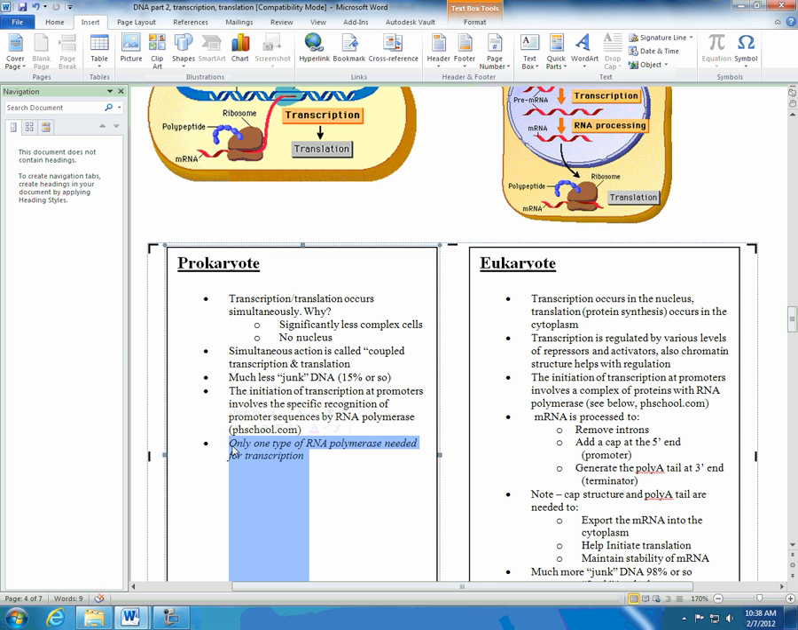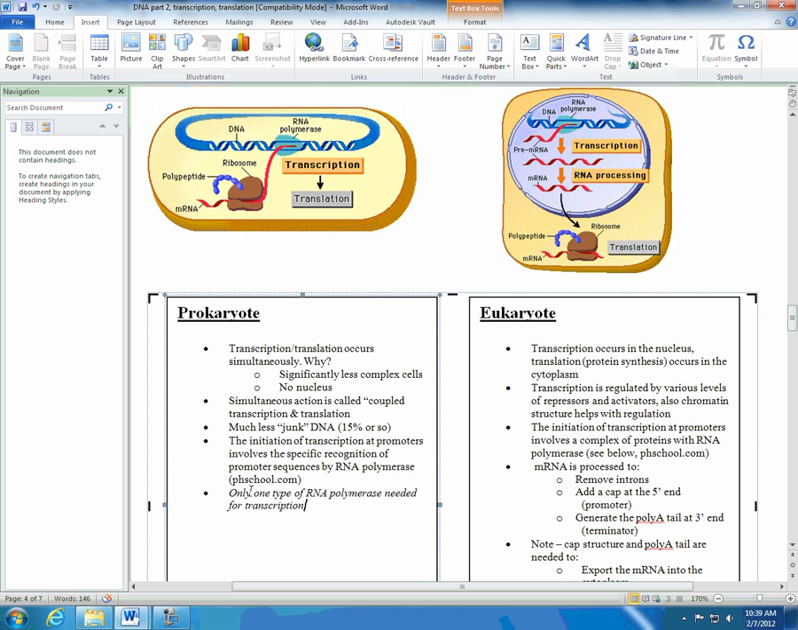One thing I've read is that only one type of RNA polymerase is needed for transcription. Then I was on a pretty high-end site and I was seeing that there's two. Regardless, there are not too many types of RNA polymerase needed for transcription, okay? So that would be this little guy right here.